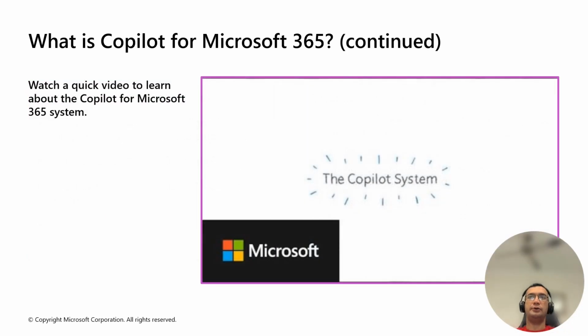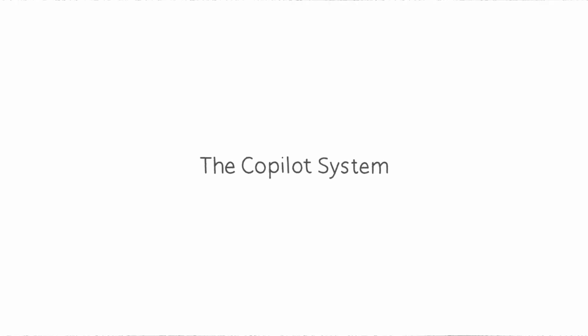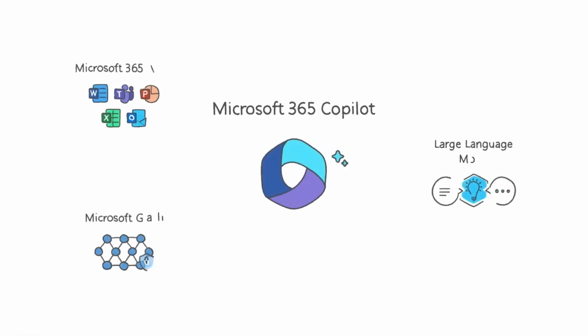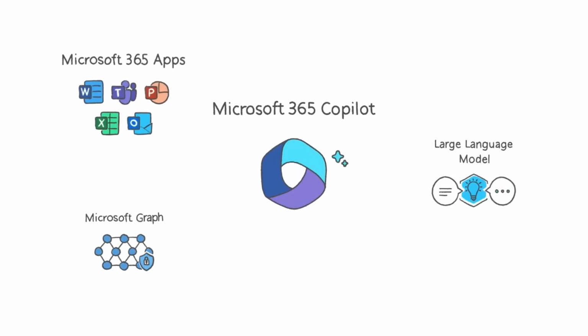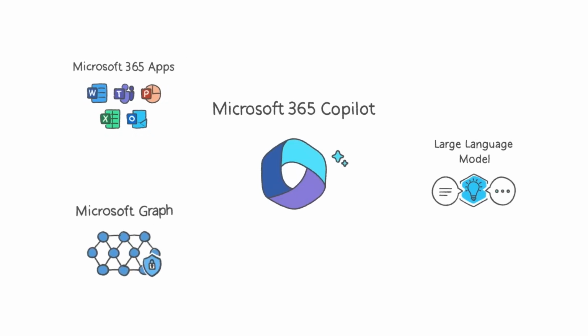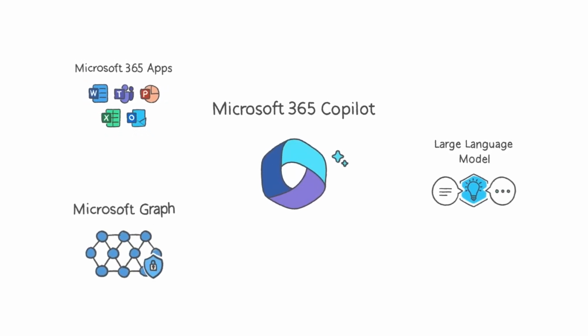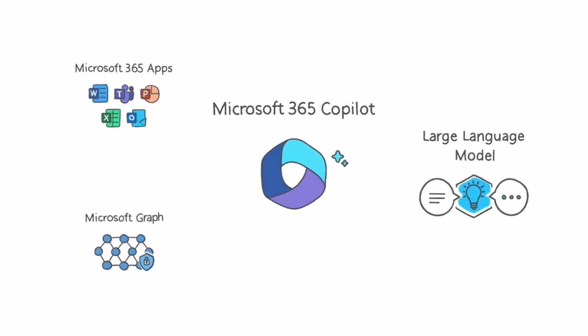We have another video here to show how it works. Microsoft 365 Copilot is powered by what we call the Copilot system, a sophisticated processing and orchestration engine. It harnesses the power of three foundational technologies: the Microsoft 365 apps, that's Word, Excel, PowerPoint, Outlook, Teams, and more; the Microsoft Graph, that's all your content and context, your emails, files, meetings, chats, and calendar; and a large language model, or LLM, a creative engine capable of parsing and producing human-readable text, all accessible through natural language.